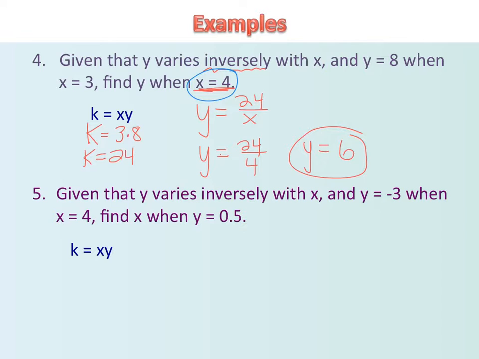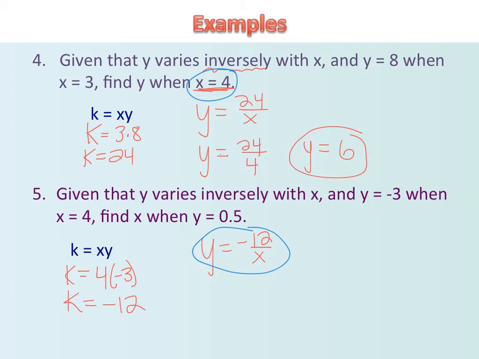Example 5, so we know y varies inversely with x. y is negative 3 when x is 4. So I'm going to go ahead and just start writing that out. And then we're going to find x this time when y is 0.5. So first find k. k is 4 times negative 3, which is negative 12. Write your equation for inverse variation. It should be y equals negative 12 divided by x.